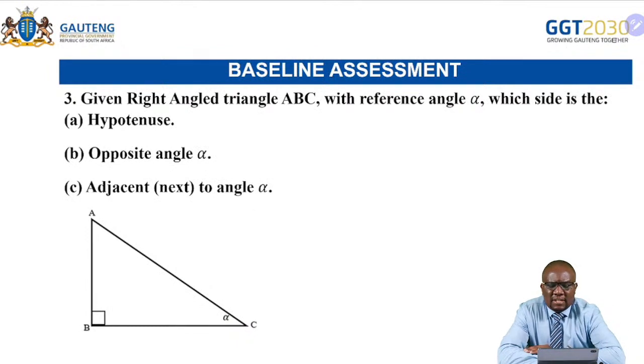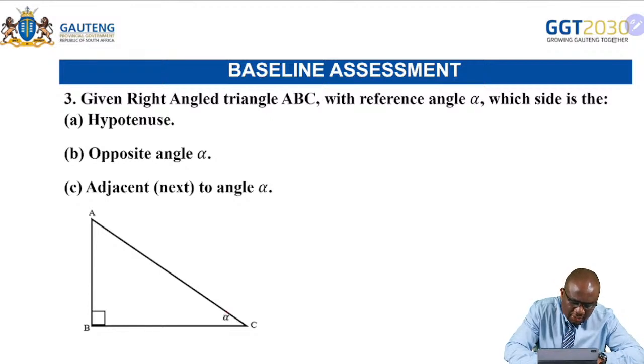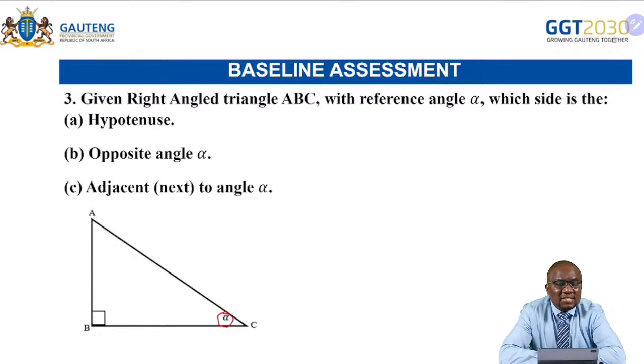Right, given the right angle triangle ABC with reference angle, it means our reference point is angle alpha. Which side is the hypotenuse? Which side is opposite angle alpha? This angle that I've circled here. Which side is adjacent, next to angle alpha? Now you're naming your sides, like, is it AC? Is it AP? Is it BC? Okay, let's name. I'm going to give you 1 minute so that we can move on. Then after that we discuss our answers. Let's try.